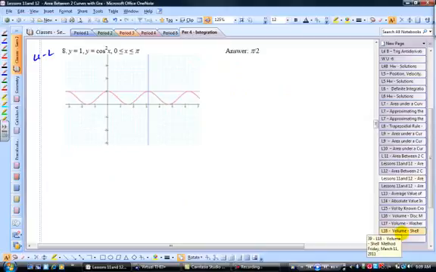Okay, this one here, what we want to do is find the area bounded between the two curves y equals 1, which is this horizontal line here at 1. There's a 1 there. And y equals cosine of x squared. So what you do is you draw the cosine function here basically, and then you square it.